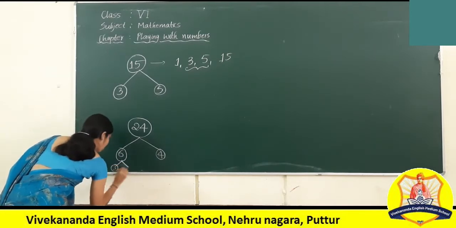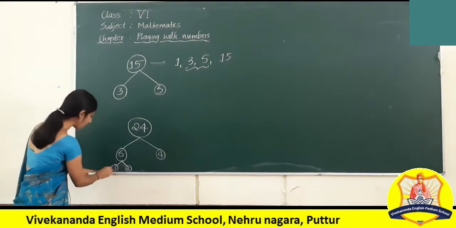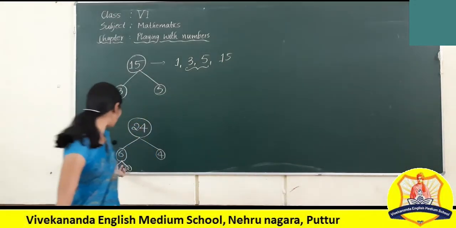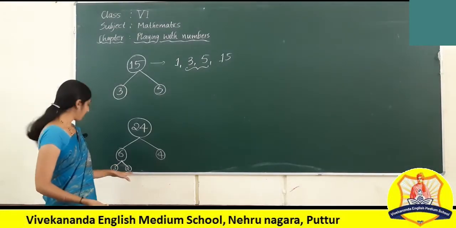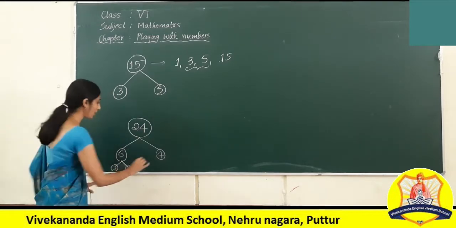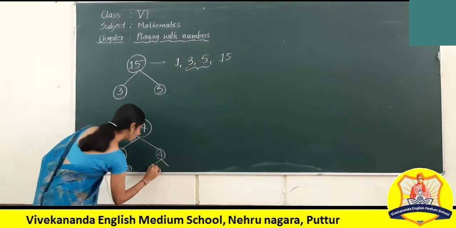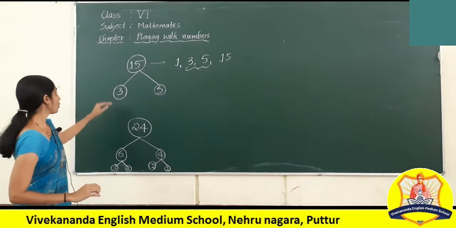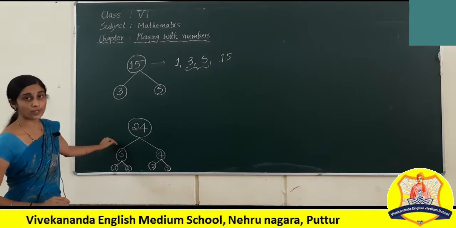3 2s are 6. Am I right? Next, if I try to divide it further, I should take the same number 3 and 1. Right? So I'll stop here. Okay, 2 also in the same way, the number itself and the number 1. Okay. 4, can I divide it further? Yes, 2 2s are 4. Right? So, if you compare, what you are going to observe here?